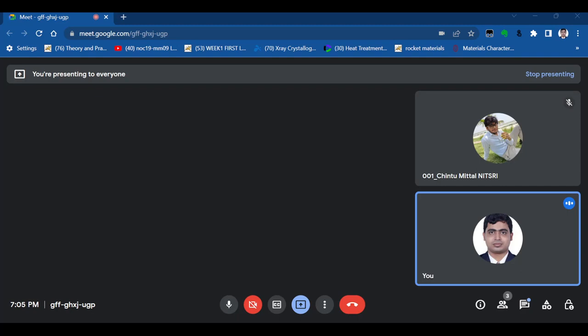Always write the equation Fe plus half O2 equal to FeO. If we consider the molar weight, we can take kg moles also. Let's take 56 kg Fe required to produce FeO. What is the molar weight of FeO? 72. Okay. To produce 72 kg FeO, we need 56 kg of Fe.